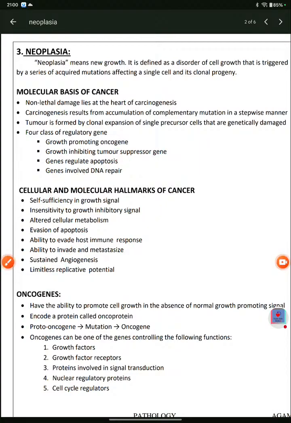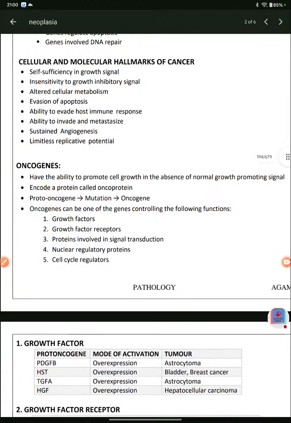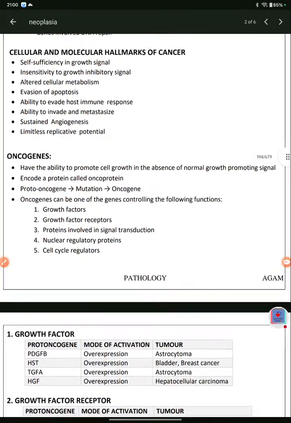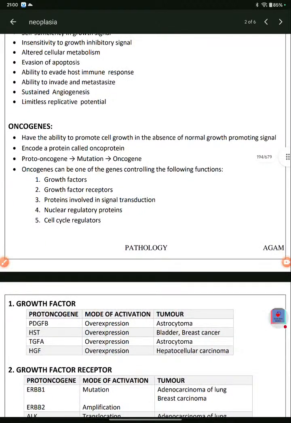Oncogenes have the ability to promote cell growth in the absence of normal growth promoting signals. They encode a protein called oncoprotein. The first is the proto-oncogene, which is silent. But then mutation takes place. Mutation after mutation converts it into a dangerous oncogene. Oncogenes can be among the genes controlling the following functions.